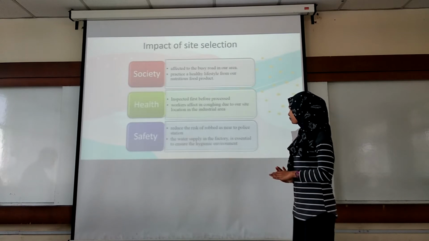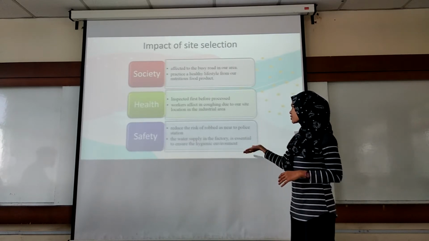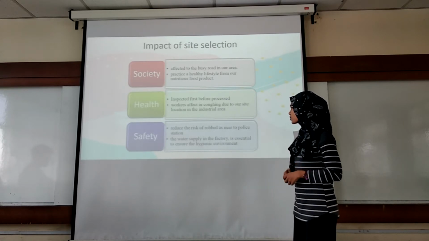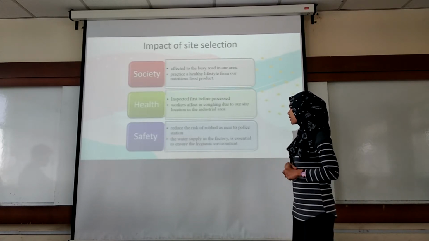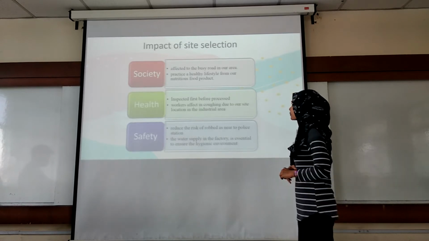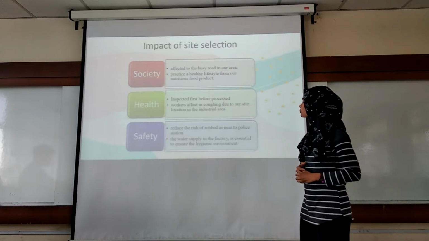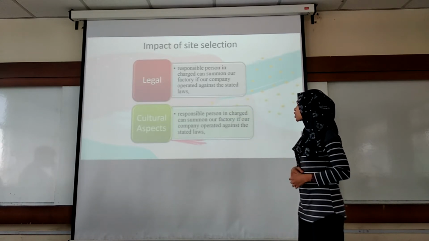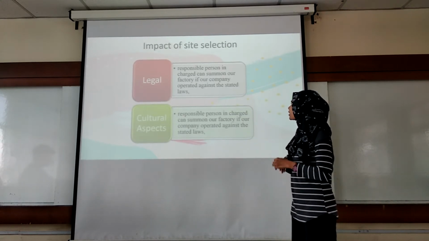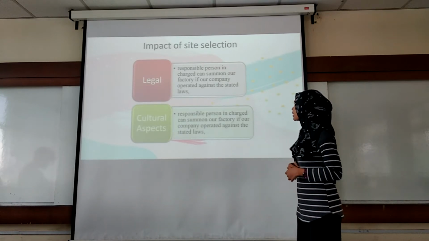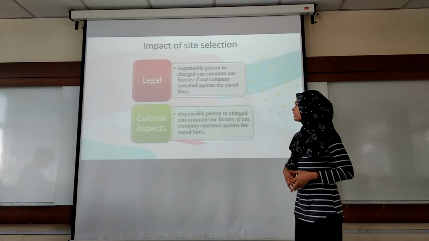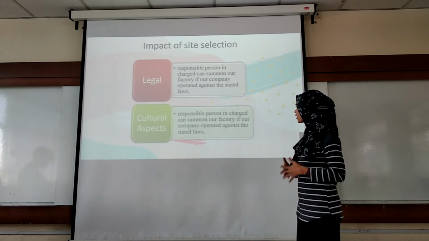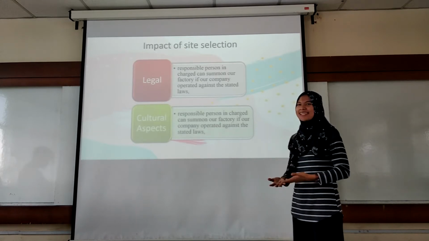So for the safety, we can reduce the risk of rogue as our factory is near to the police station, and also the water supply in the factory is essential to ensure a hygienic environment. So for the legal aspects, we have a responsible person in charge who can summon our factory if our company operates against the stated law. And for the cultural aspects, a responsible person in charge can summon our factory if our company operates against the stated laws.